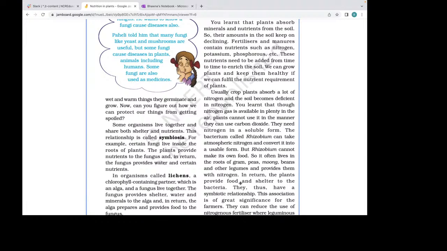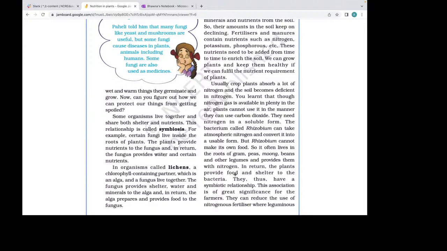provides them with nitrogen. In return, the plants provide food and shelter to the bacteria. और क्योंकि वो उन्हें नाइट्रोजन देता है, इसके रिटर्न में the plants provide food and shelter to the bacteria. वो उसको फूड भी प्रोवाइड करते हैं, साथ साथ शेल्टर भी प्रोवाइड करते हैं because it lives in their roots. So this is again a symbiotic relationship. This is also an example of symbiosis.